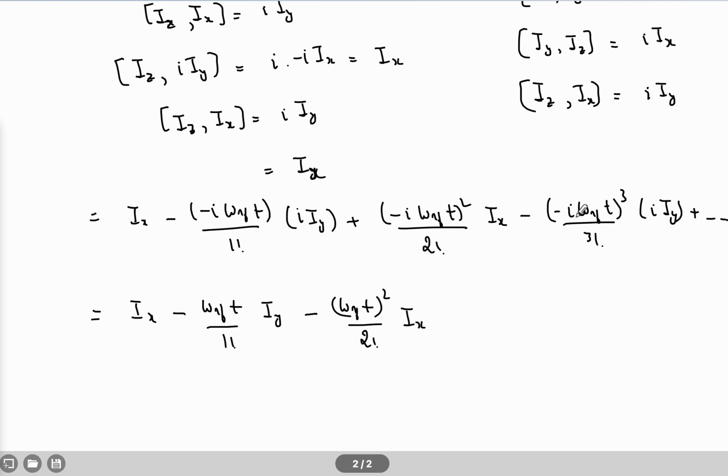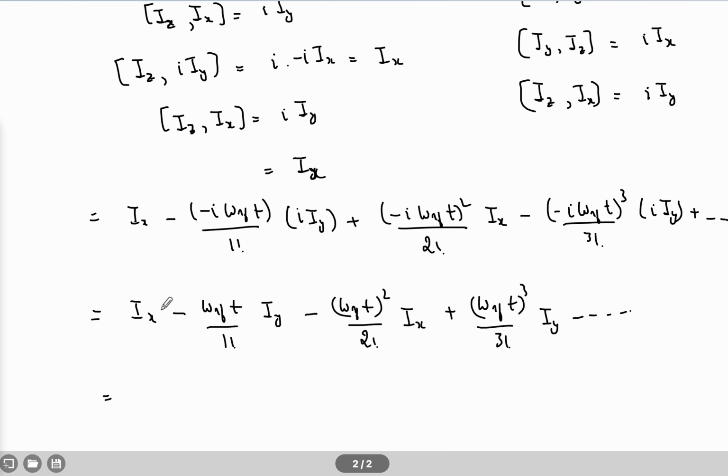What I'm left with here is negative cube will be negative, so negative, negative, positive, and i cube will be negative i into i will be i square, negative i square, which is plus 1. So this will be plus omega rf t cube divided by 3 factorial iy, and so on.